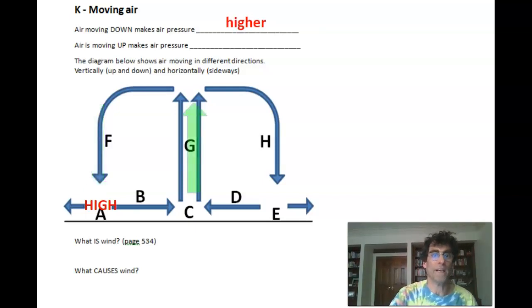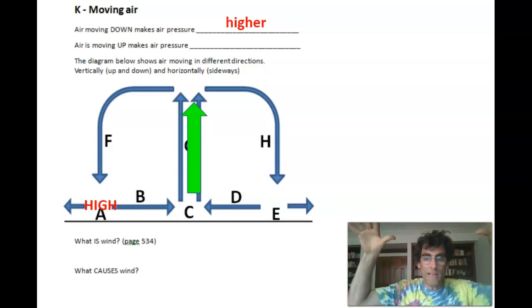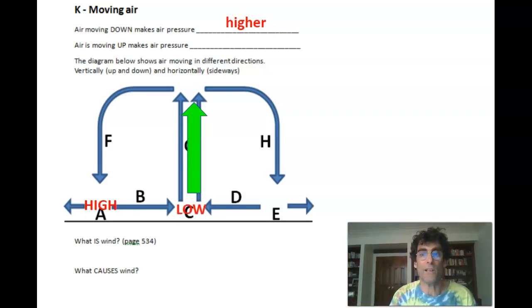Well, what about when air is moving up, like it is right there? So you've got the weight of the air on you, but that air is also slowly moving up. Well, you would imagine that's going to take a little bit of that pressure off, and you'd be right. That means that's a low pressure. So you get a low pressure wherever air is moving up.